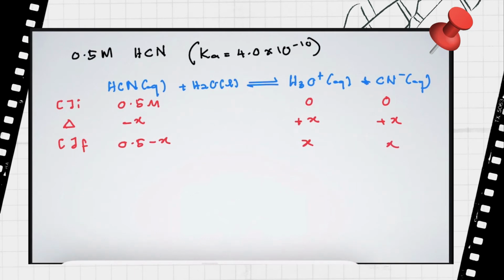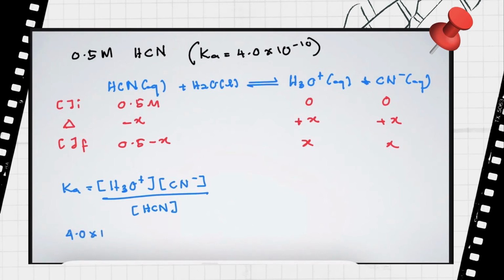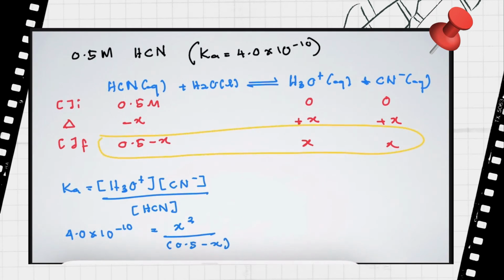So how to use the Ka? First of all, we can write the Ka expression for this acid, which involves H3O plus and cyanide because only the aqueous state is involved. Water is not included because it is in a liquid state. We already have the value of Ka, so 4.0 times 10 to the power of negative 10 is equal to x squared over 0.5 minus x. So how did I get this? It is based on the final concentration at equilibrium.